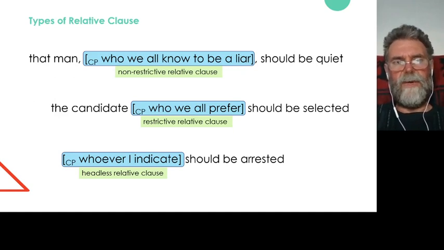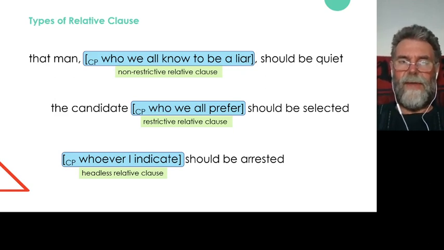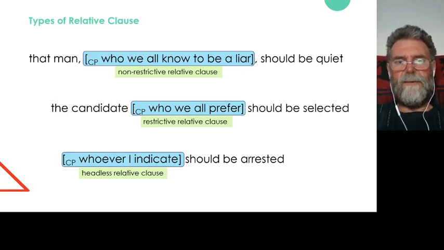And you can see the difference if we compare these first two sentences. So that man, who we all know to be a liar, the who we all know to be a liar there doesn't actually do very much more to identify who we're talking about. That's already given by the phrase that man. The who we all know to be a liar, the relative clause here, just adds extra information about that person we've already identified. Contrast that with the next one, the candidate who we all prefer.